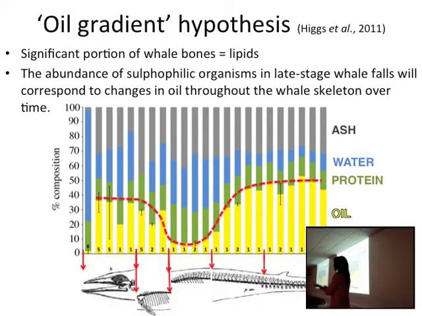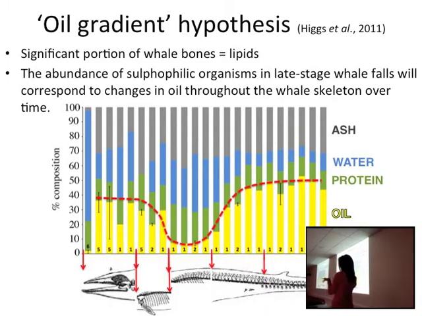So Nick hypothesized that because the lipids are what cause the sulfides to be released by bacteria, and the sulfides are the energy source for the chemosynthetic fauna during this stage, the abundance of sulfophilic organisms during this whale fall stage will correspond to the changes in oil throughout the whale skeleton. So the most sulfidic would be the most lipid rich, and those would have the most sulfophilic fauna, so therefore the lumbar and caudal vertebra.